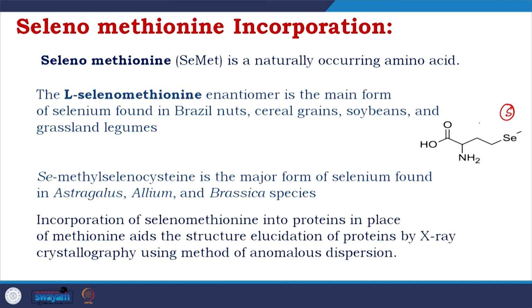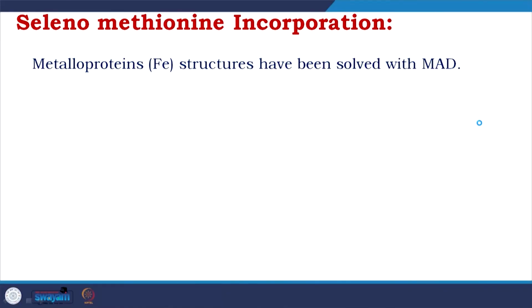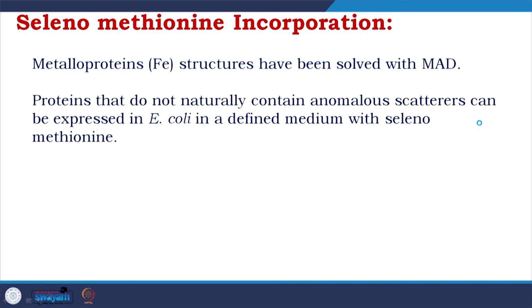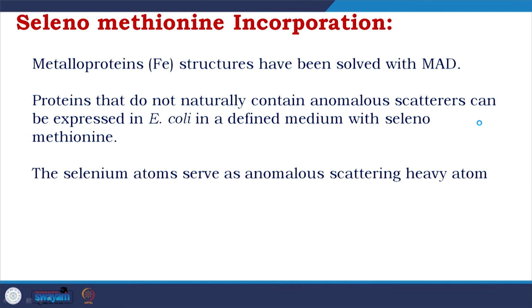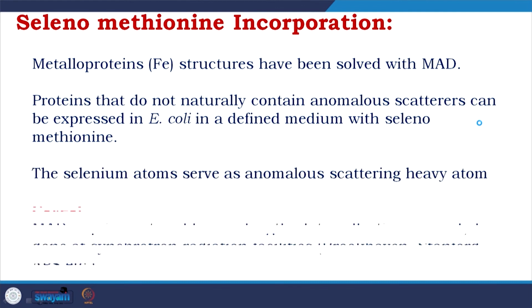Incorporation of selenomethionine into protein in place of methionine aids the structure elucidation of protein by X-ray crystallography using the method of anomalous dispersion. So, here you introduce the codon and then it would have those selenium atoms. Selenium is a metal, giving you a lot of electrons, and you solve the structure by using anomalous dispersion. Metalloprotein structures have been solved with multiple anomalous diffraction. Proteins that do not naturally contain anomalous scatterers can be expressed in E. coli in a defined medium with selenomethionine or selenocysteine. The selenium atoms serve as the anomalous scattering heavy atom here.